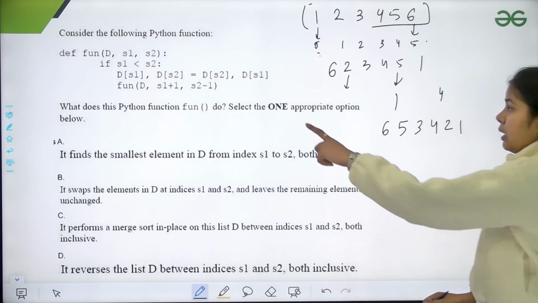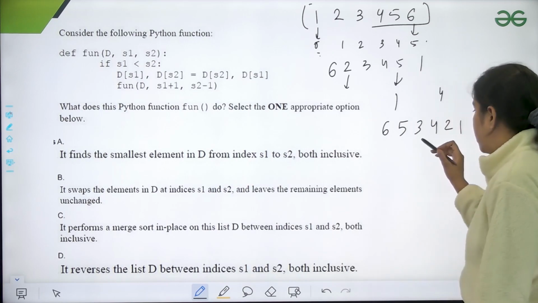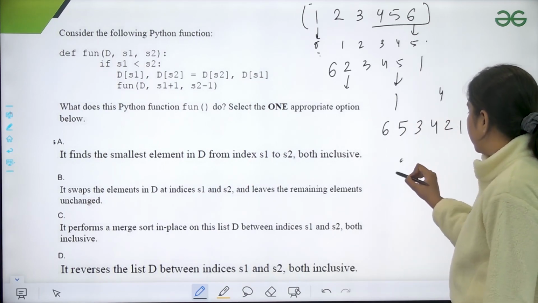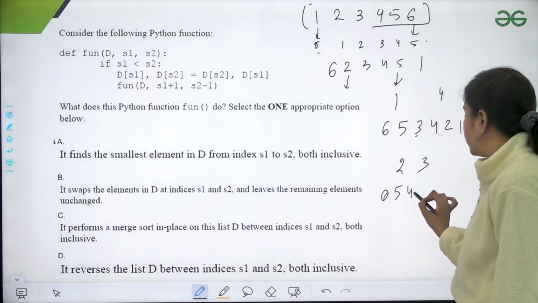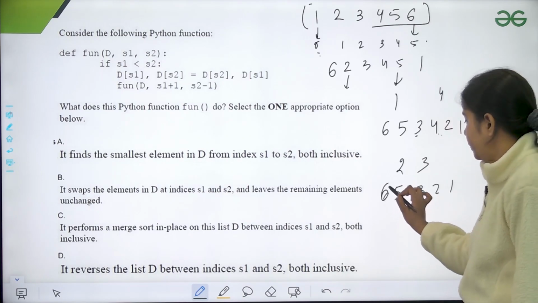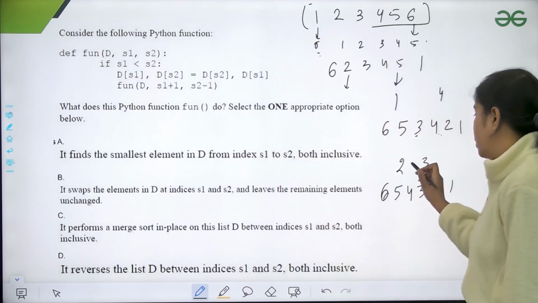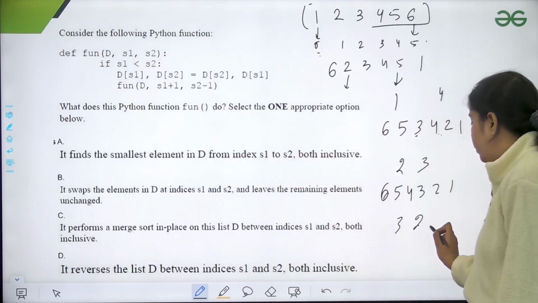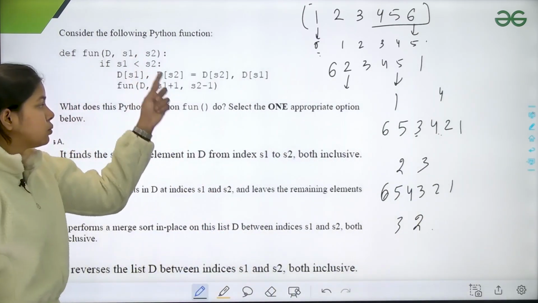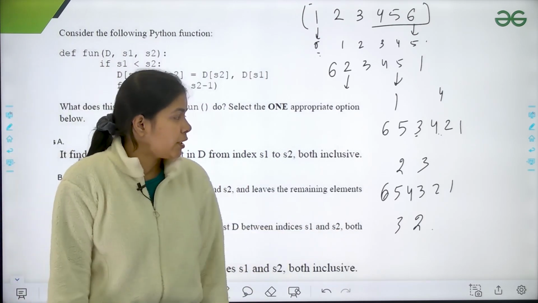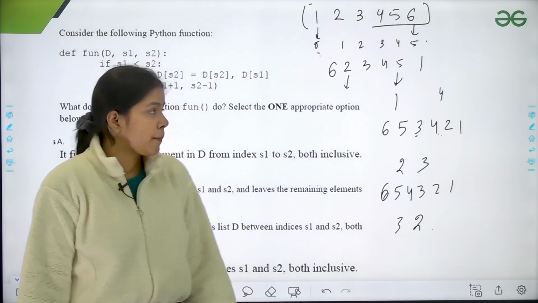Now again we increase s1 by 1 and subtract 1 from s2. So 1, 4 would become 2, 3. Now it would replace these two values, so we'll get 6, 5, 4, 3, 2, 1. Now if I increase 1 and subtract 1, 2 plus 1 is 3, 3 minus 1 is 2. If I apply 3 comma 2 here, 3 is not less than 2, so it would not run. It would stop at this position. So what is happening here? It reversed my array.